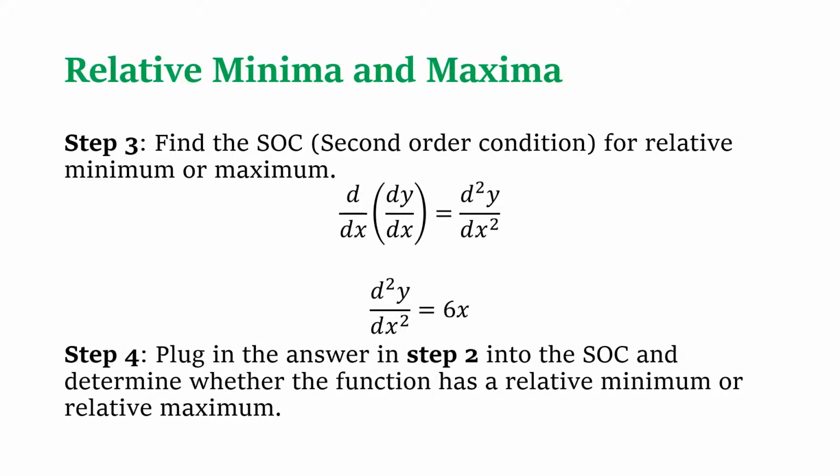Once you have that, the second order condition for relative maximum or minimum is d/dx of dy/dx, which is d squared y over dx squared. And d squared y over dx squared is just 6x, right? Because you have 3x squared, and then if you differentiate that for the second time, it's 3 times 2, which is 6x. So that is the second order condition.